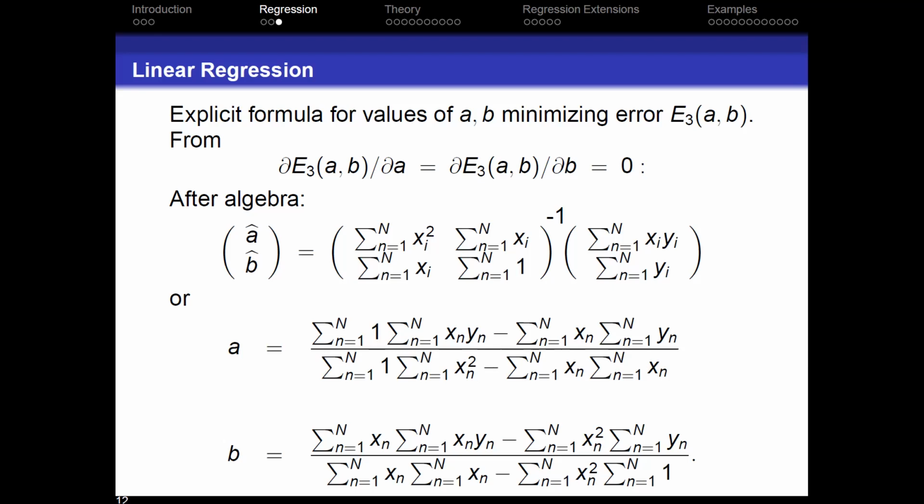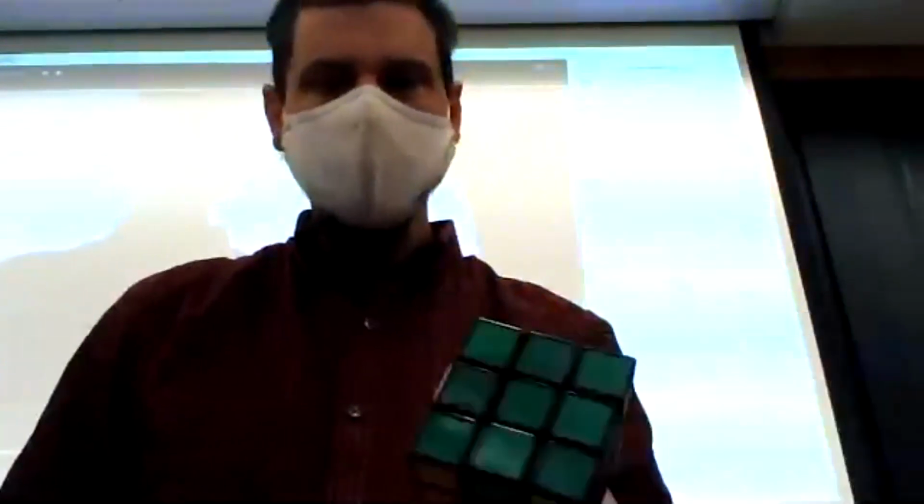It turns out that with a little bit more work, a little bit of algebra, you can show that if the x's are not the same, then it is not always going to be 0. And so to try to show this, I am going to show the impossible Rubik's Cube.